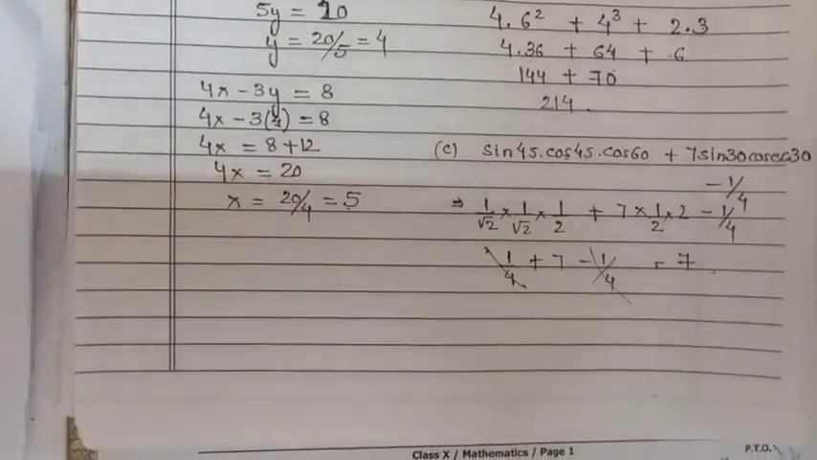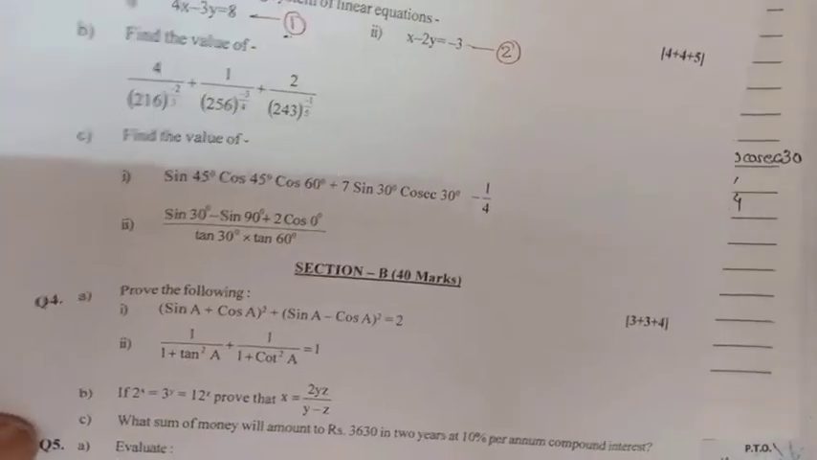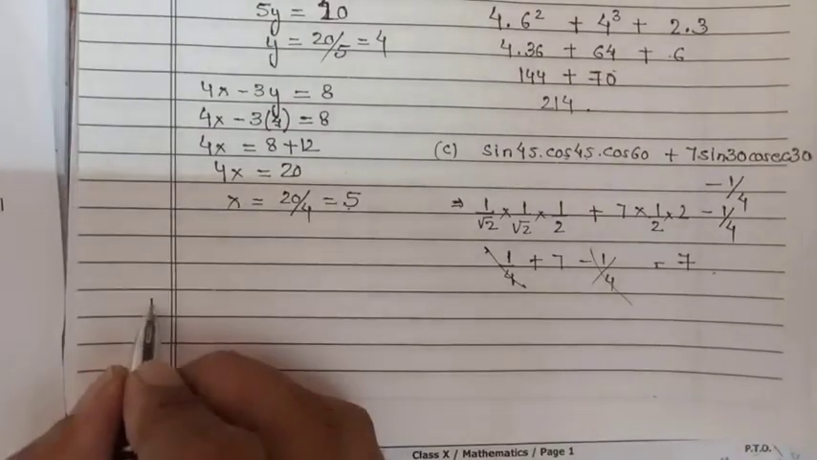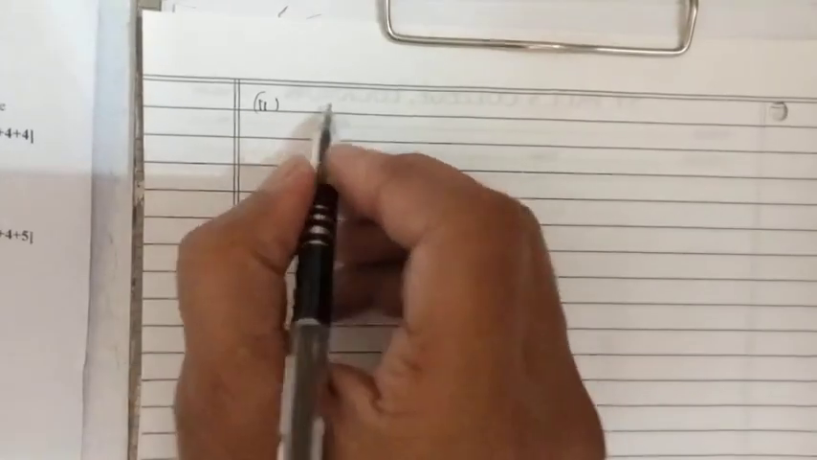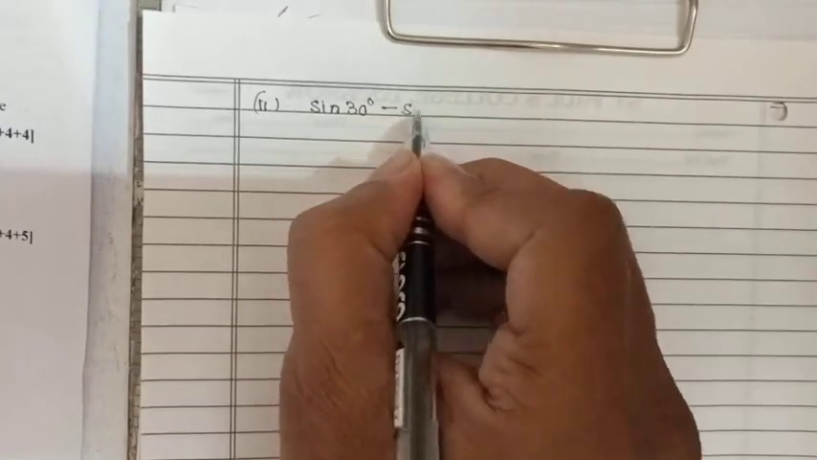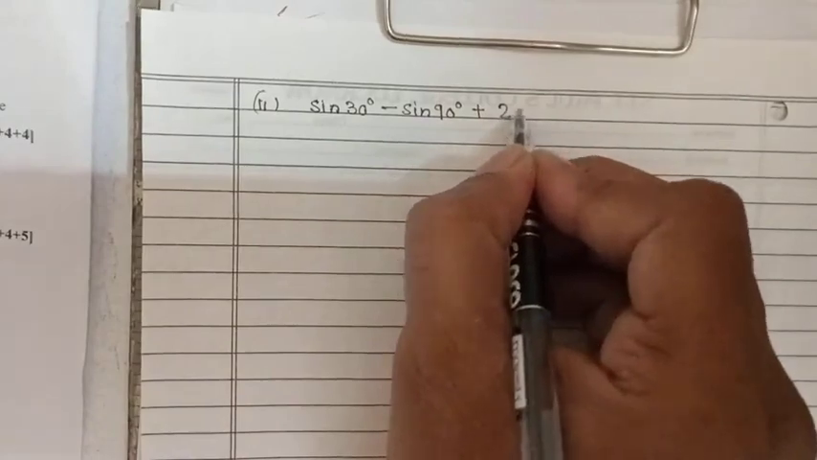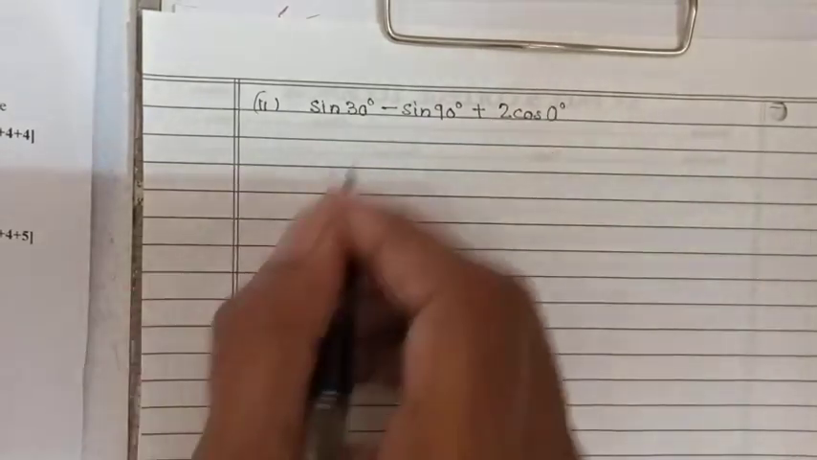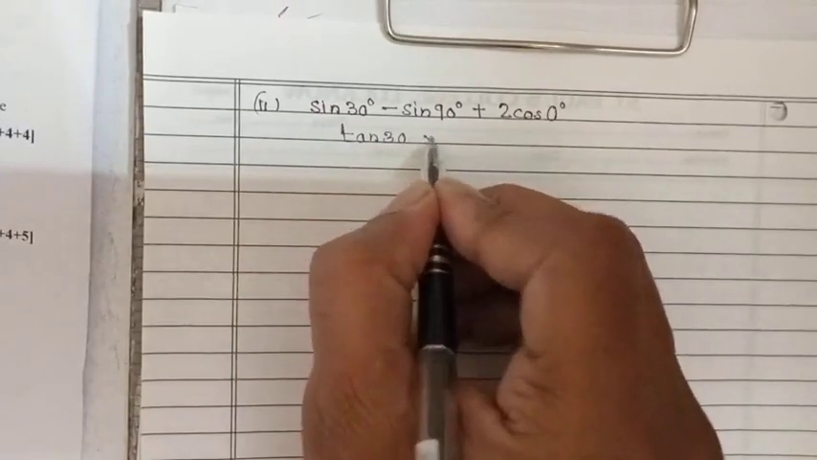Now moving on to the last part of it. Sin 30. So I'm writing the part here. Sin 30 minus sin 90 plus 2 cos 0. In the denominator place you have tan 30 into tan 60.